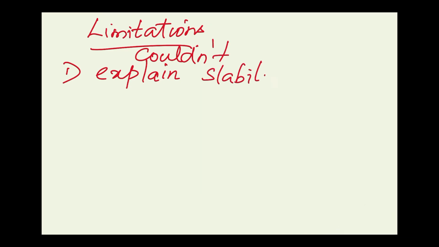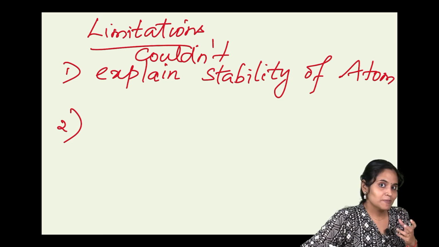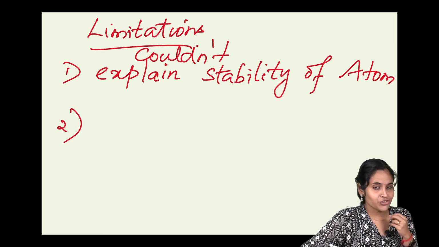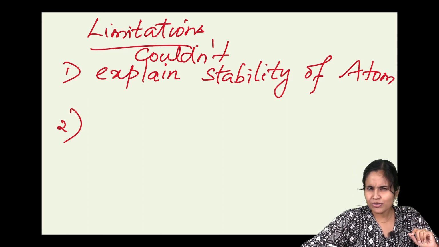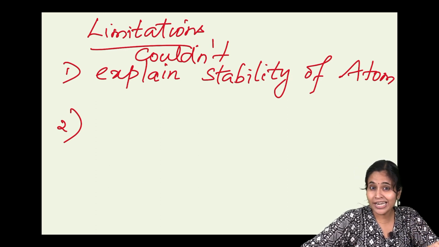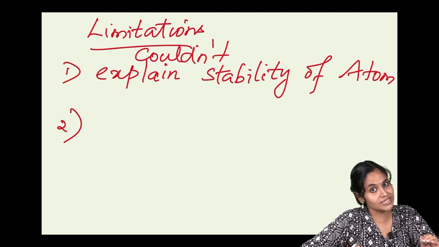Okay, stability of atom. And the second drawback was he couldn't explain the formation of spectrum. Have you heard about spectrum? What was spectrum? Spectrum is nothing but an arrangement of radiations in the order of their wavelength or frequency, correct?